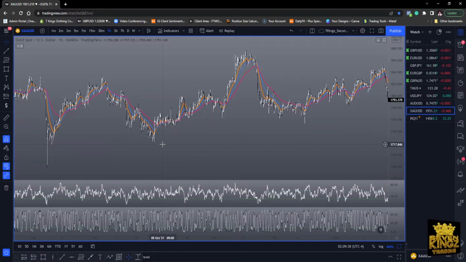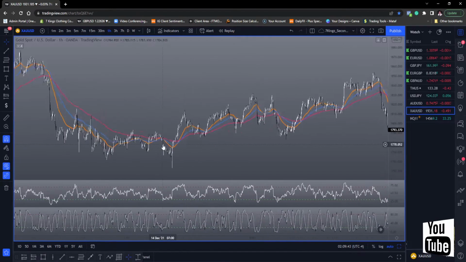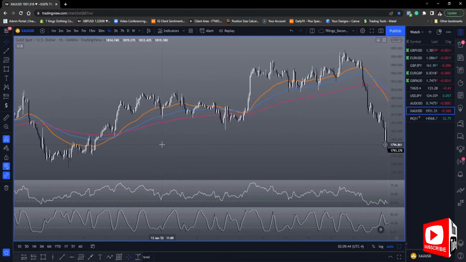But again, what's the approach here? Let's zoom in real quick, and we're just going to talk about the concept of what we're doing here. If you've been doing this for at least a month, I'm pretty sure you're familiar with what you're seeing on the chart, some of it at least.